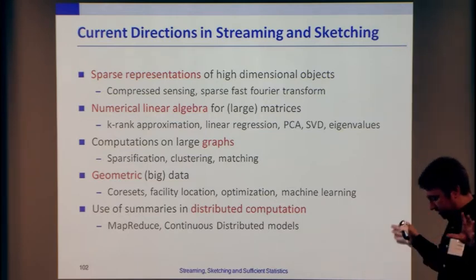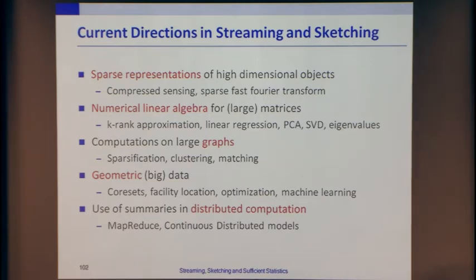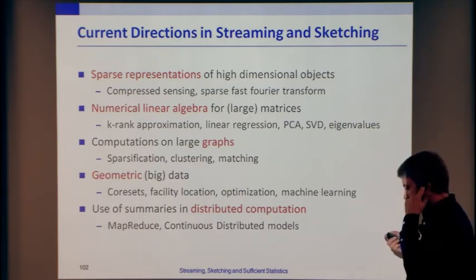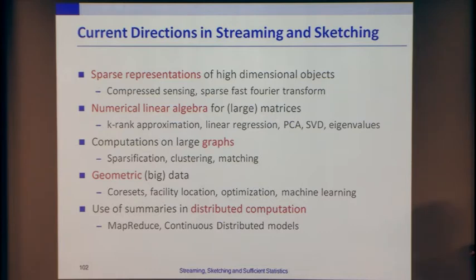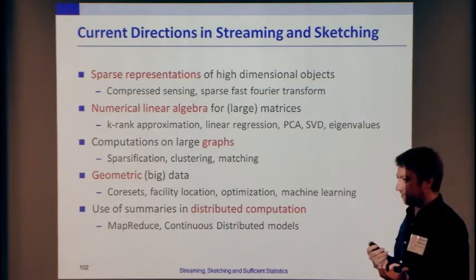So where is this field of streaming and sketching currently? What are the hot areas? Basically extensions of everywhere that I've just touched on. Sparse representations of high-dimensional objects, connecting to the world of compressed sensing, is very active, building on techniques extending sketch ideas, and you can see that is the basis of some of the very recent results in areas like sparse fast Fourier transformation.